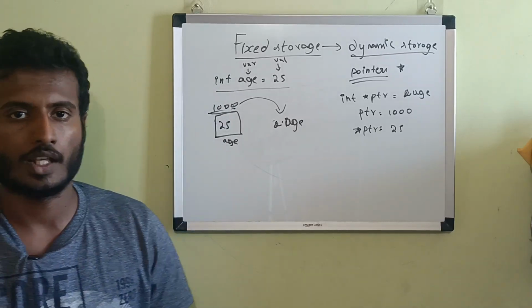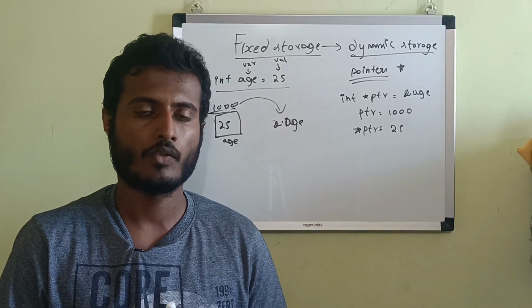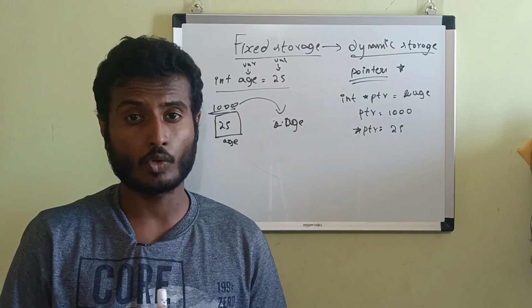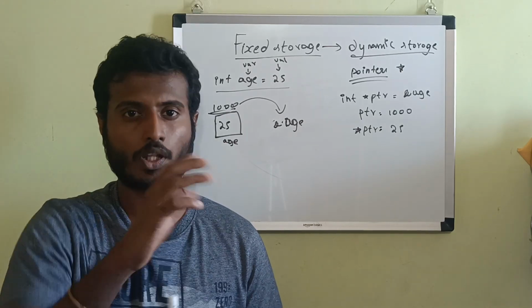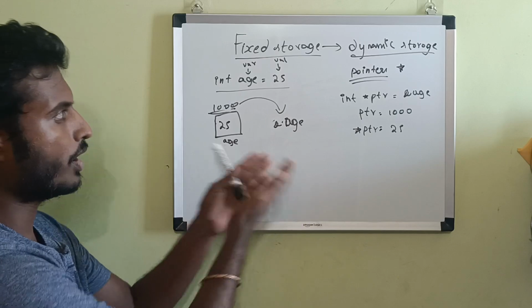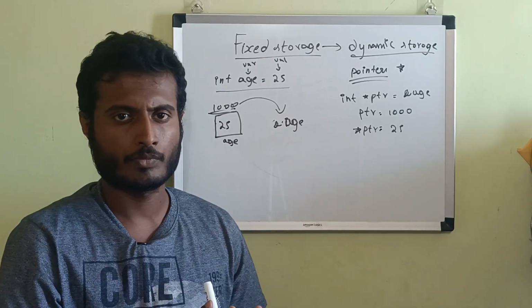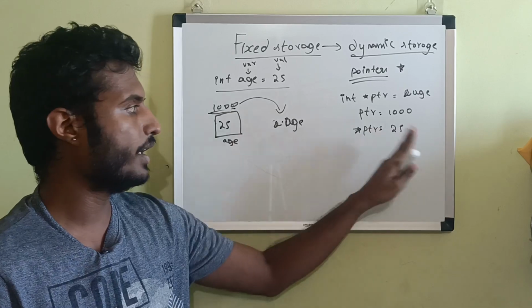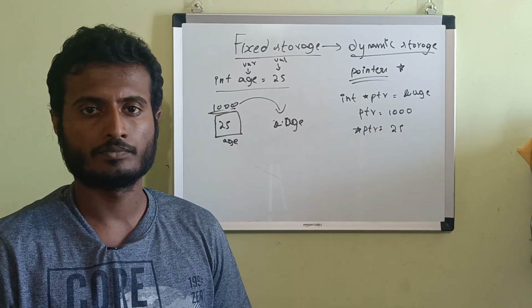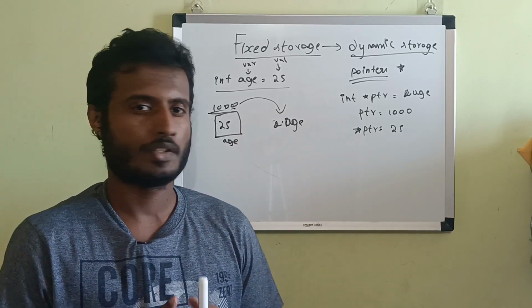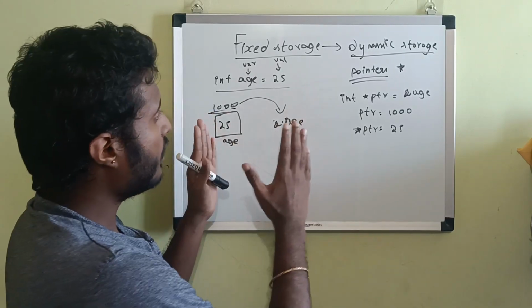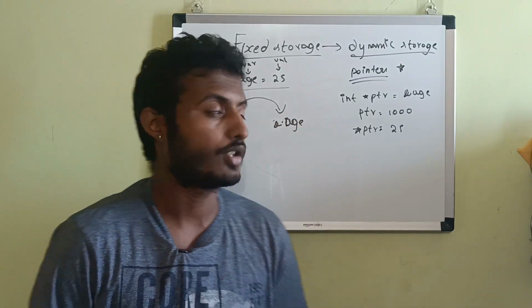I'll simplify this. Imagine you want to go to your friend. First you want what? You want their address. After knowing the address, what do you do? You go to their place. That is exactly what a pointer does. You retrieve, you directly meet the friend, right? So this is the overall thing that I wanted to discuss today.